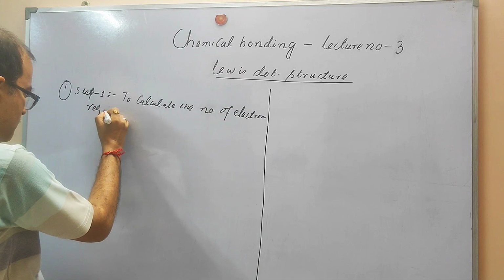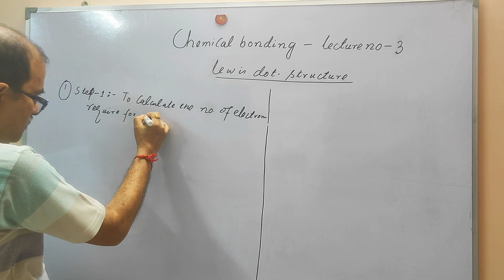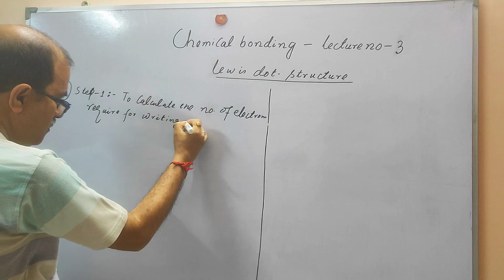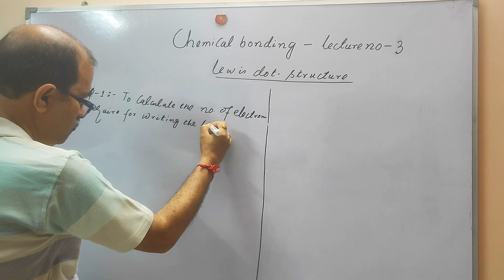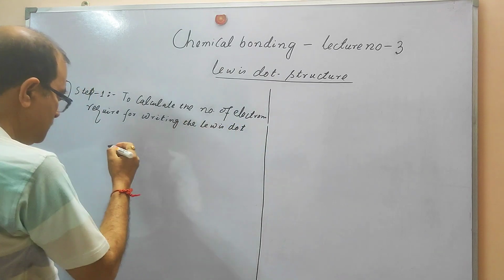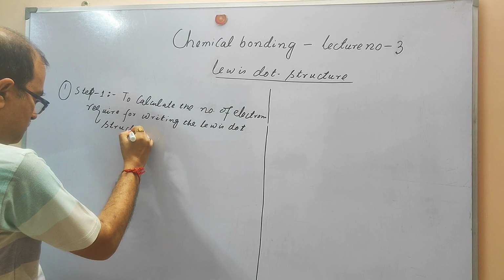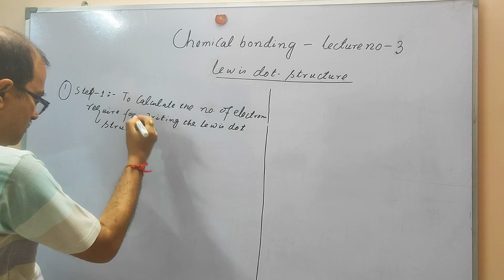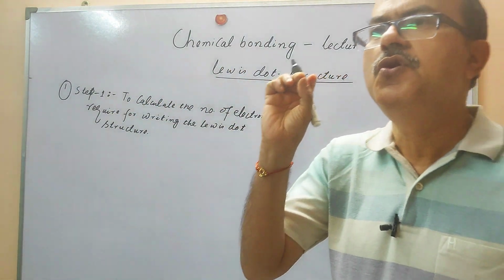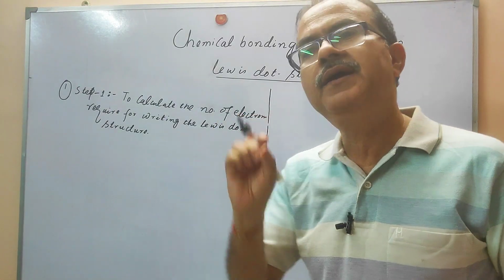To calculate the number of electrons required for writing the Lewis dot structure, how can we do that? It's very simple, we only have to know the valence electrons of the combined atoms.